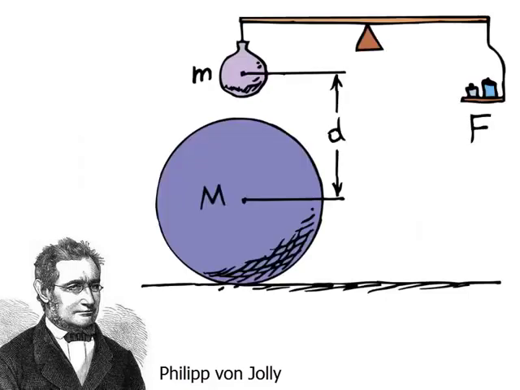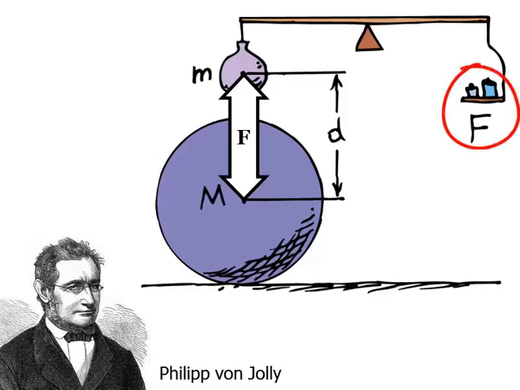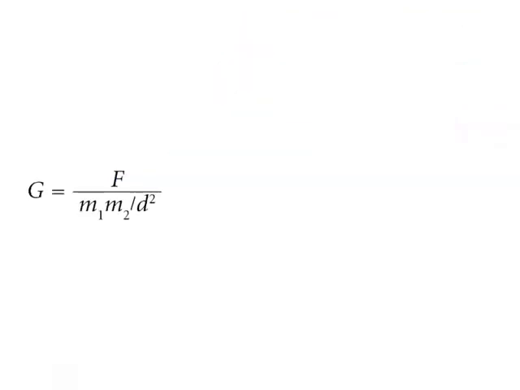He attached a spherical flask of mercury to one arm of a sensitive balance. A 6-ton lead sphere was rolled beneath the mercury flask. The flask was pulled slightly downward. The gravitational force F between the lead mass and the mercury was equal to the weight that had to be placed on the opposite end of the balance to restore equilibrium. F, M1, M2, and D were all known, so the ratio G was calculated.